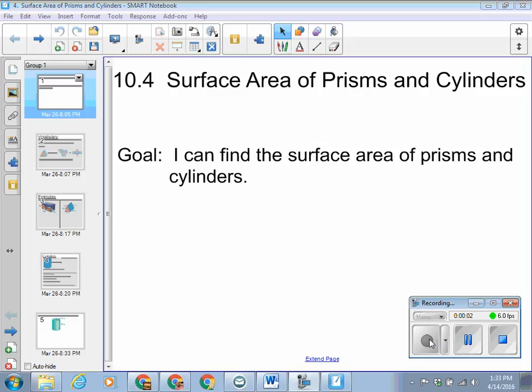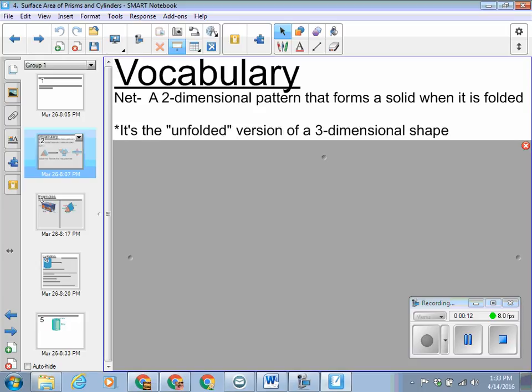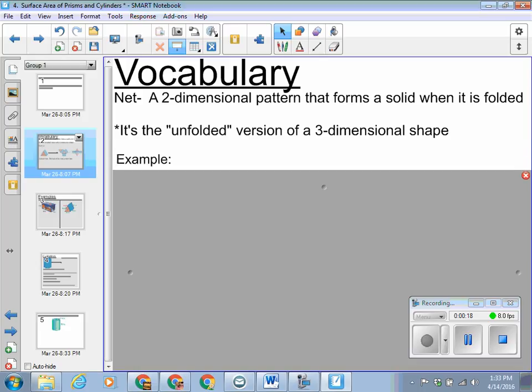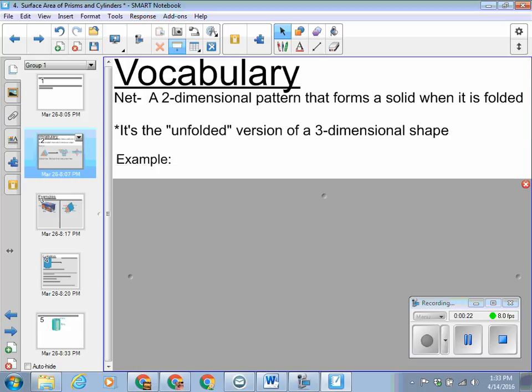Today's lesson is over the surface area of prisms and cylinders, and the goal is to find the surface area of prisms and cylinders. Start as always with vocabulary. We have a net. This is a two-dimensional pattern that forms a solid when it is folded. Or as I like to think of it, the unfolded version of a three-dimensional shape.